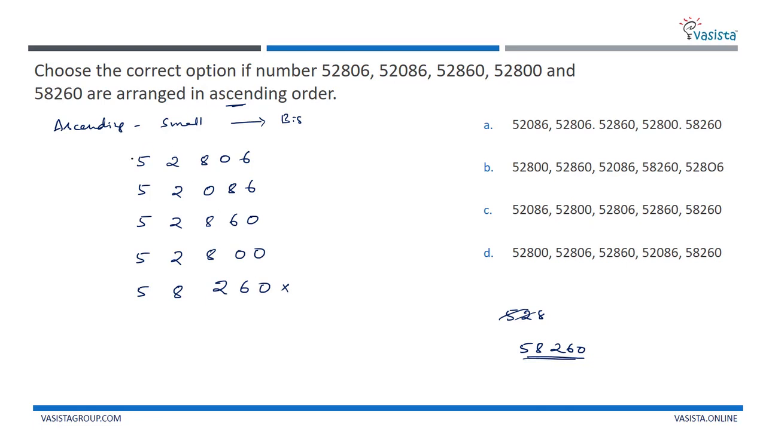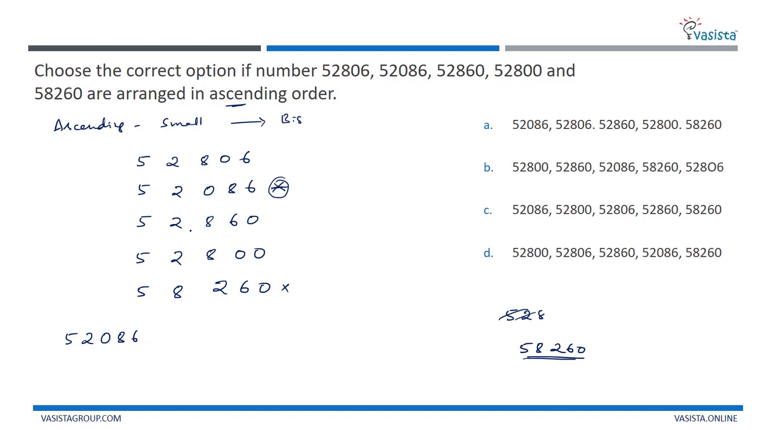Now I need to compare these numbers. Now 5 is here, 2, then 8. So here 0 is there. That's what is going to be the smaller number. So let me start from this, that is 52,086. 52,086 is the first one, right?